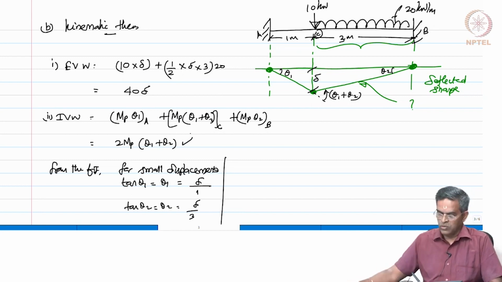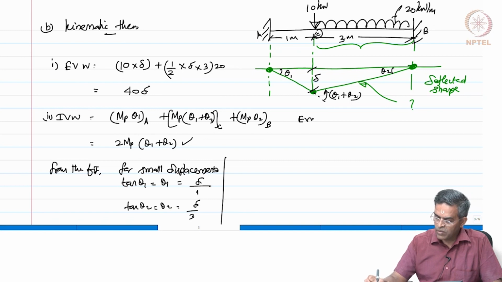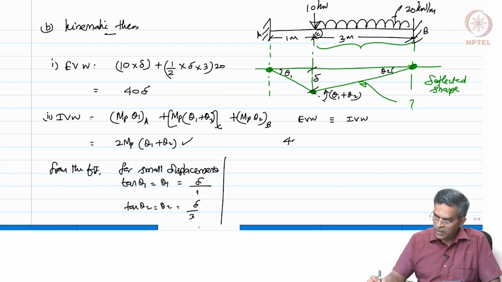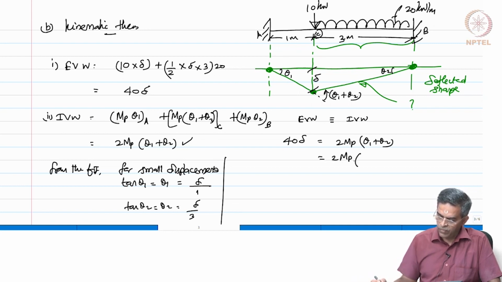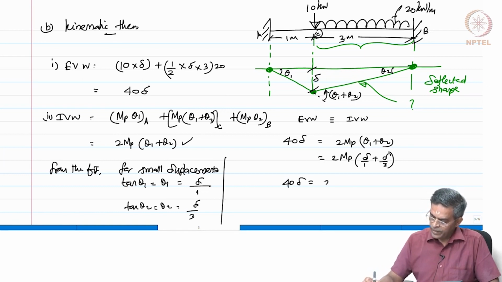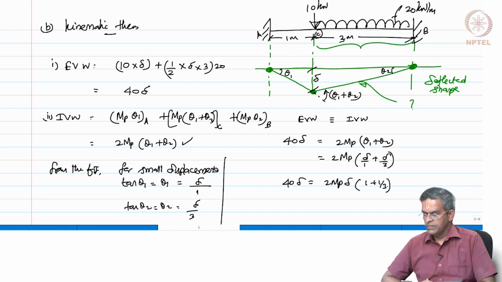So, by substituting and equating external virtual work to internal virtual work, there is the principle of virtual work. I should say 40 del is 2 MP of theta 1 plus theta 2, which is 2 MP of del by 1 plus del by 3. So, now 40 del is 2 MP del of 1 plus 1 by 3. Okay, I can find MP now.